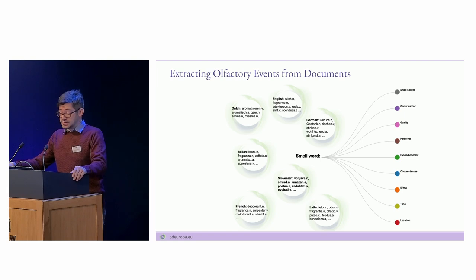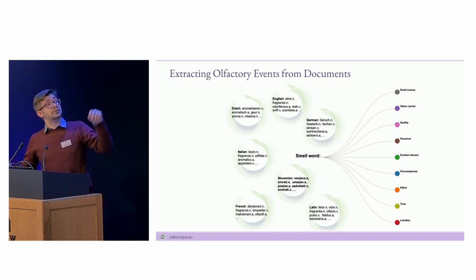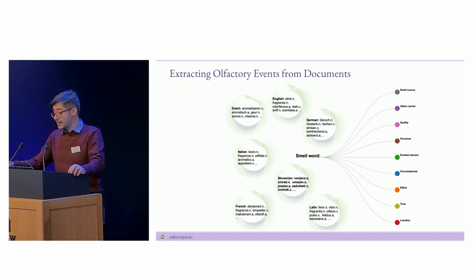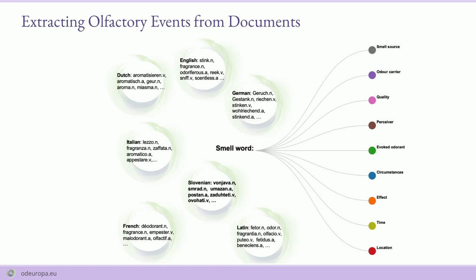And here you can see an example of what smell words are for the different languages. So you have a few examples for each of the 7 languages. And then on your right, you have the list of information from what we call frame elements that we extract for each smell. So the source, the carrier, like the air, or the quality, the perceiver, the evoked odorant, so something that smells like something else, and the circumstances where the effect, the smell happens, when and where.